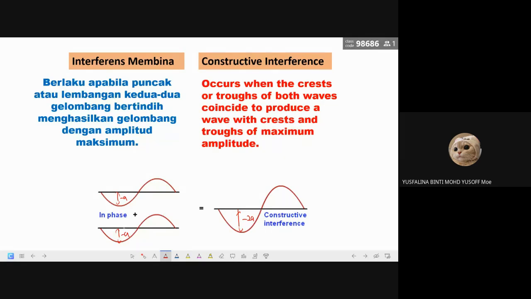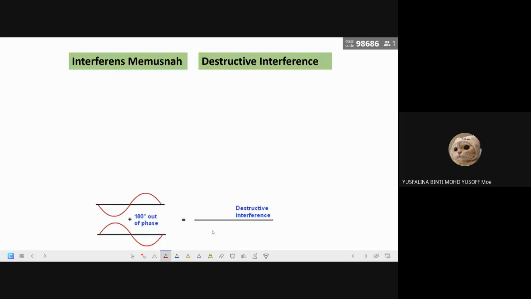The one that I said, negative A plus negative A, that one is the principle of superposition. Okay, and this one is A, and this one is also A. So this one should be 2A. Okay, so this is a constructive interference.